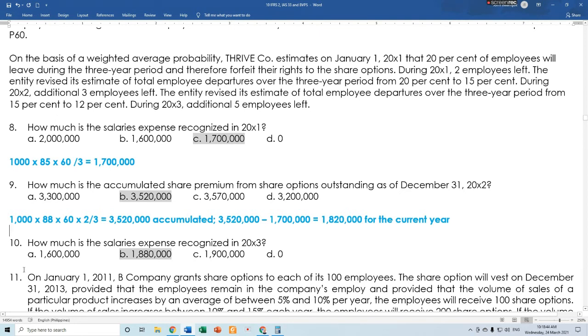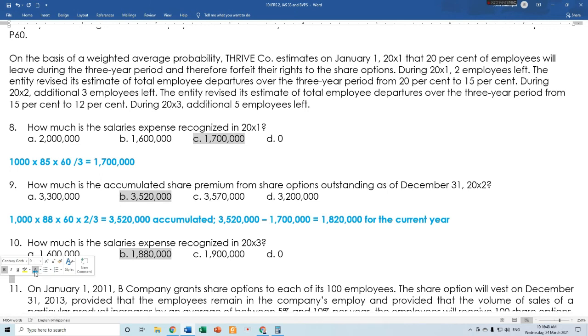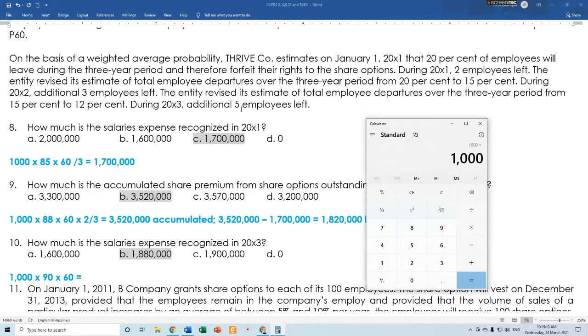Tapos, how much is the salaries expense recognized in 20X3? So, for 20X3 naman, ang gagawin natin dyan, ganun din, 1,000 times. Ilan na lahat yung umalis? May umalis na 2, tapos may umalis na 3, so 5 na yon. Tapos may 5 ulit na umalis. So, ibig sabihin, 90 yung naiwan. Okay, times 60. Yun na lahat yun. Total na natin. So, that's going to be 1,000 times 90 times 60. So, that's 5,400,000.